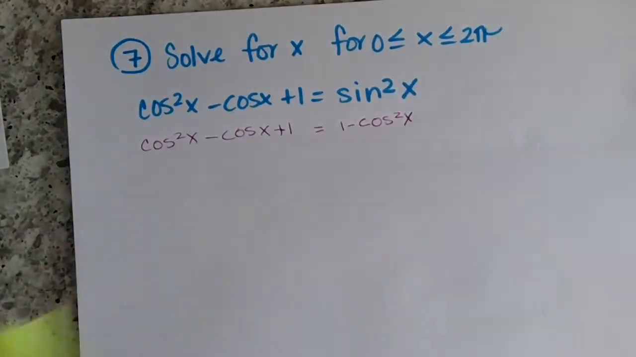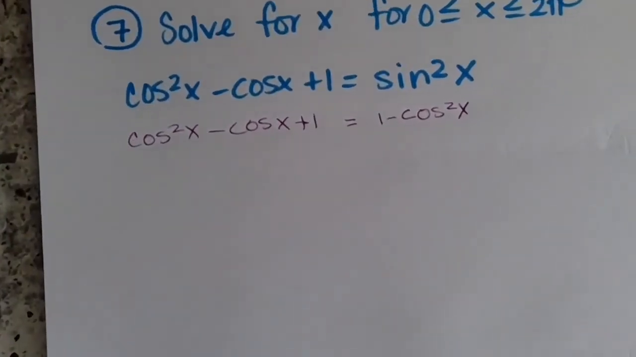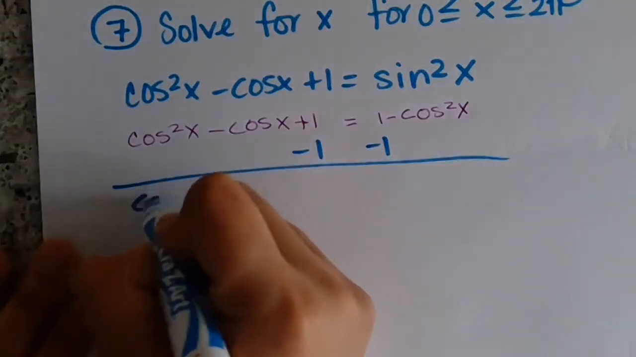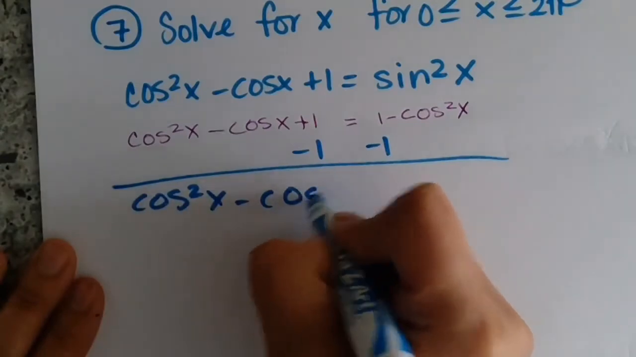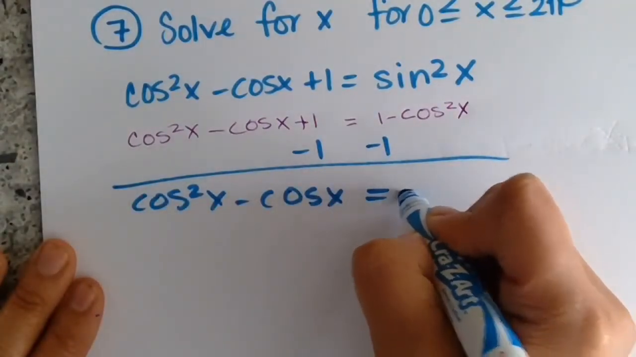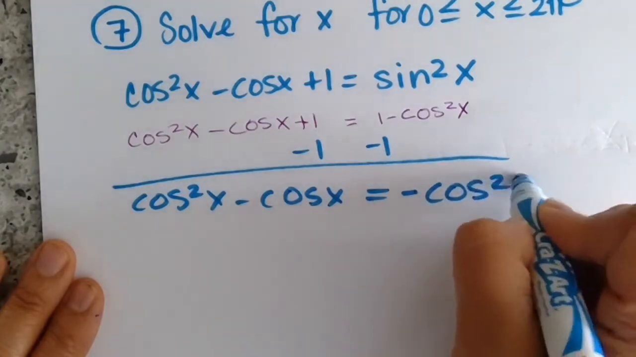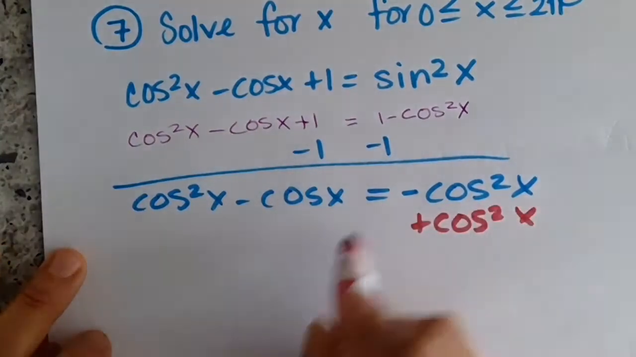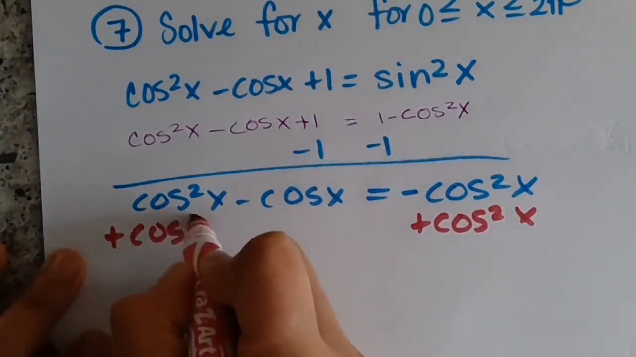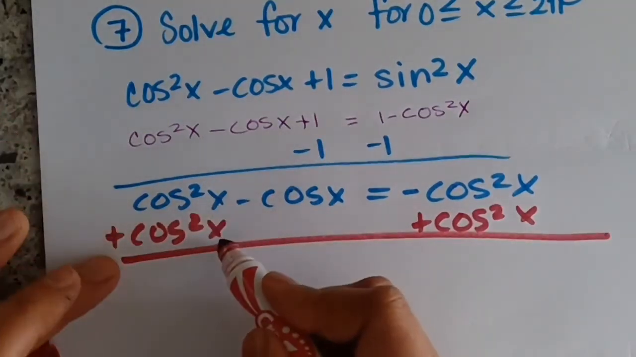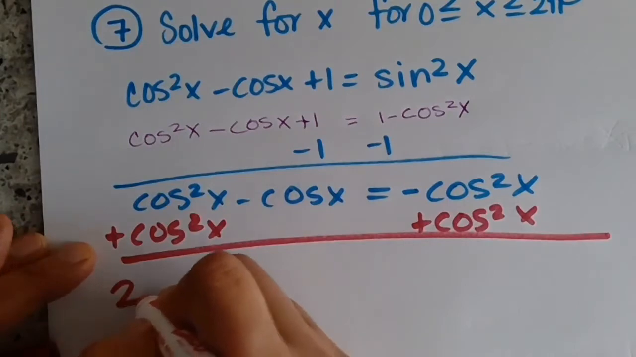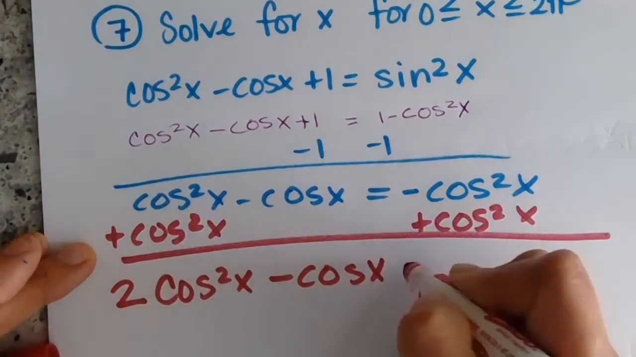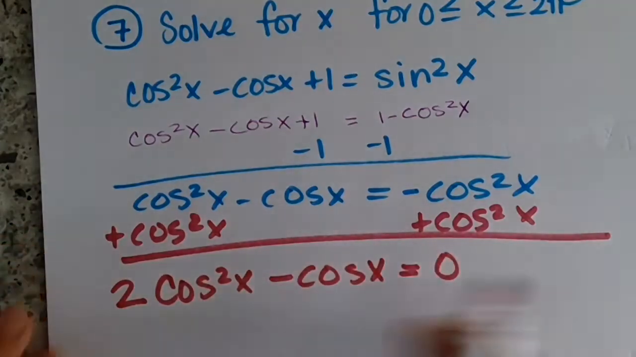I want to move everything to one side and try to solve it. So from here, minus 1 from both sides. Add cosine squared x to both sides. Where do I add it? With the other cosine squared. Cosine squared plus cosine squared is 2 cosine squared. Okay, so now I have it equal to 0.